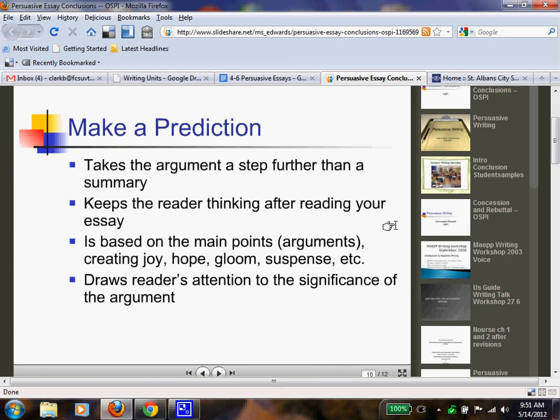And then finally, make a prediction. It takes the argument a step further than a summary. It keeps the reader thinking after reading your essay. It is based on the main points, which are the arguments, creating joy, hope, gloom, suspense, etc. And it draws the reader's attention to the significance of the argument.